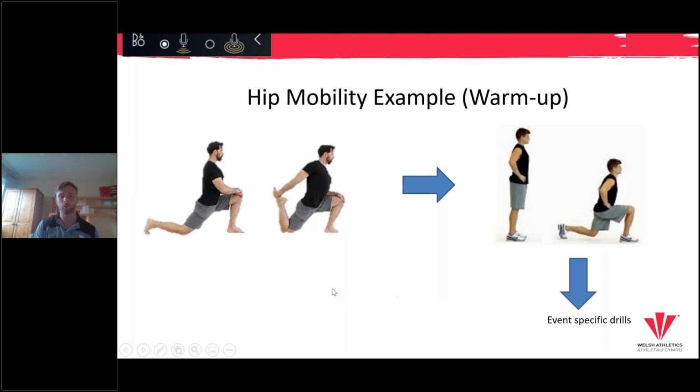An example for the hips, specifically hip extension here. So some mobilizations on the left. Then I'm going to a dynamic movement, a reverse lunge, where I'm emphasizing the hip extension aspect of it and really feeling that out, and then going potentially into my more event specific drills.